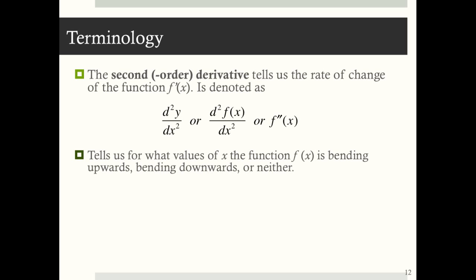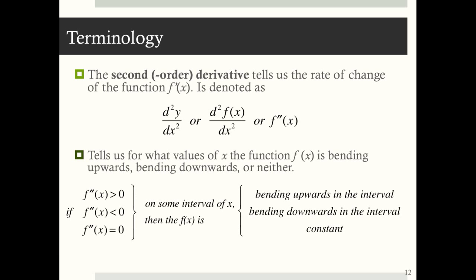Now graphically, what the second order derivative tells us is for what values of x the function f of x is bending upwards, bending downwards, or neither. So in mathematical notation, we can write the graphical interpretation of the second derivative as follows. So reading across the rows, if f double prime x is greater than 0 on some interval of x, then the function f of x is bending upwards in the interval.